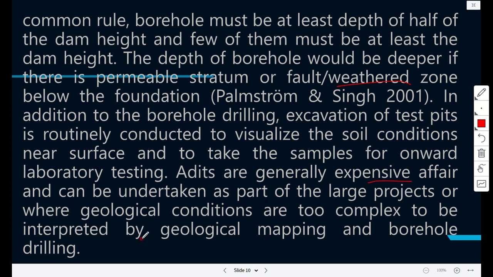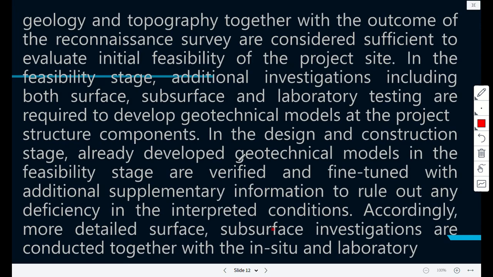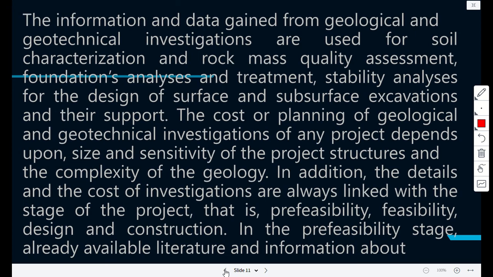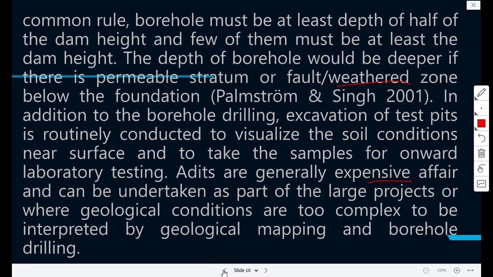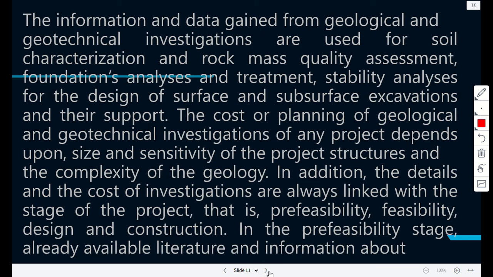So when the complexity demands it, then you have to do adits also, even though we have noted that they are expensive. So the data gained from geological and geotechnical investigations are used for soil characterization and rock mass quality assessment. Foundation analysis and treatment.